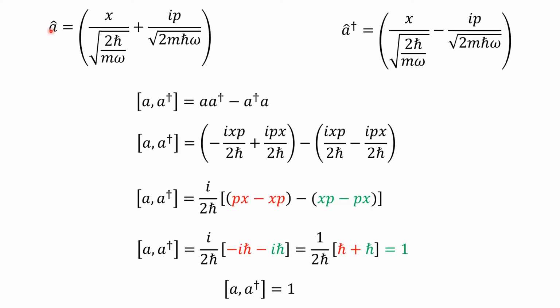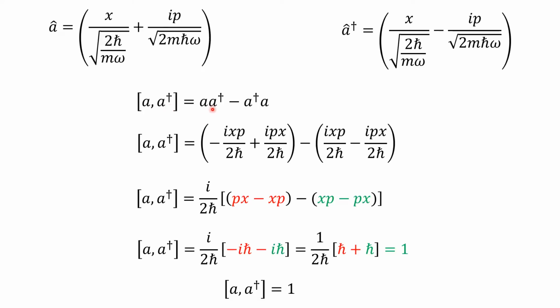So we have seen A is equal to capital X plus i capital P. Capital X can be written as x divided by square root of 2 h cross divided by m omega. Similarly, capital P I have written in terms of small p, which is equal to p divided by square root of 2 m h cross omega. Of course, you have i. Similarly, A dagger, this plus will become minus here. So now we will see another interesting thing, that is the commutation relation of A with A dagger.